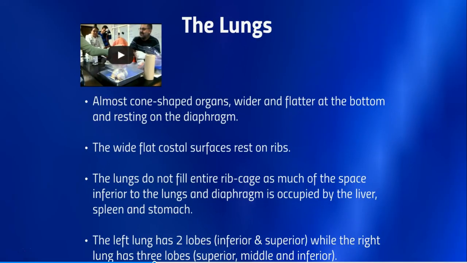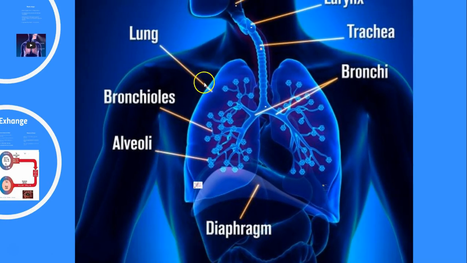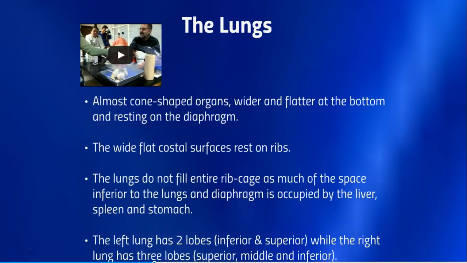So the lungs themselves are cone-shaped organs, wider and flatter at the bottom, and they actually rest on the diaphragm. I'll take you back just for a look here. You can see cone-shaped at the top, wider and flatter at the bottom, resting on the diaphragm. You can see the diaphragm is actually impeding them to some degree here. This is the diaphragm underneath, this sort of dome-shaped muscle. It's actually pushing up and into them, preventing them from reaching their full capacity, which is really important as we go forward for breathing.